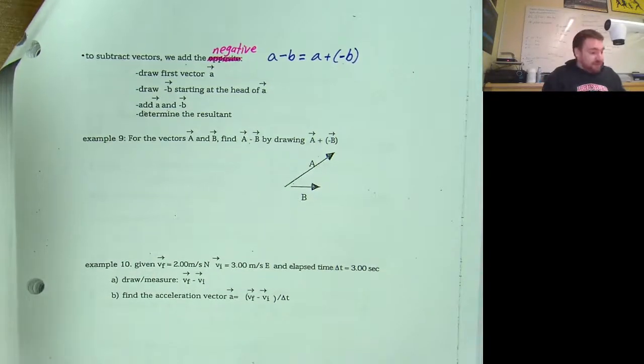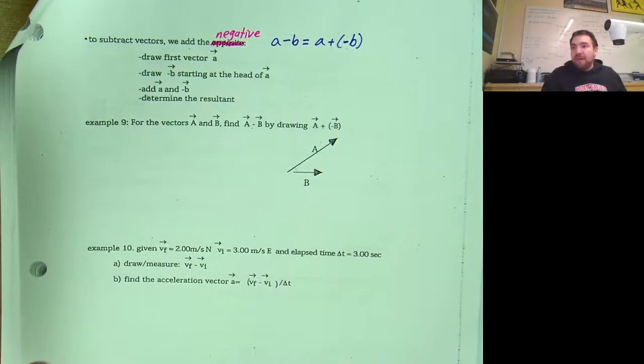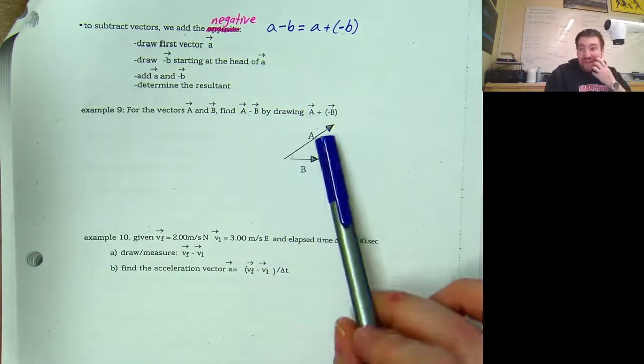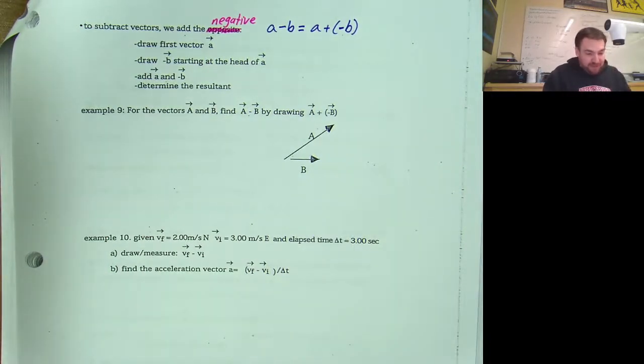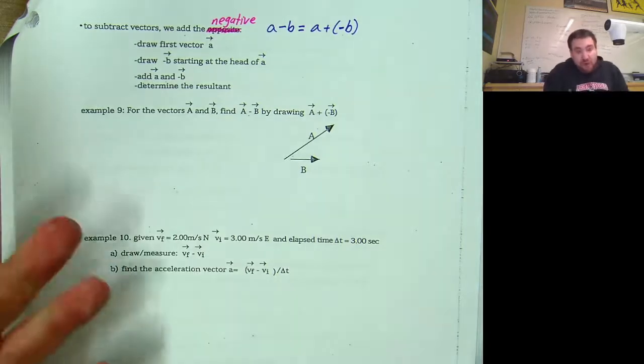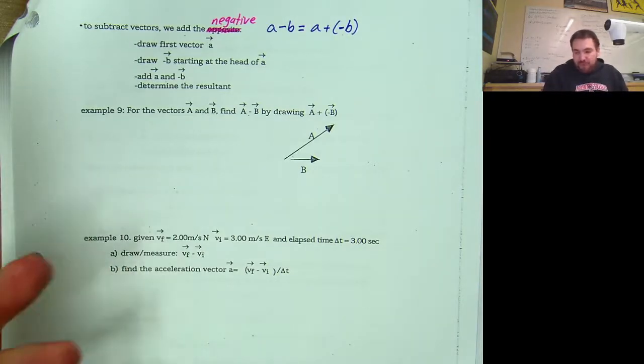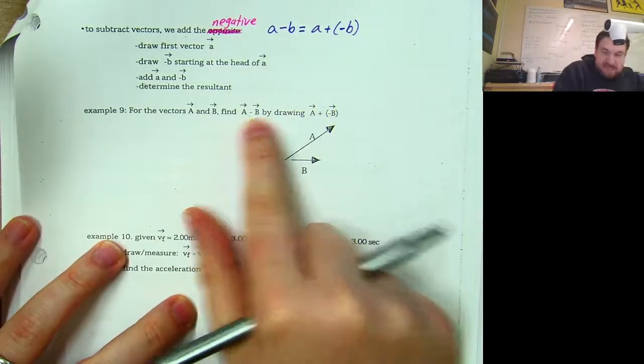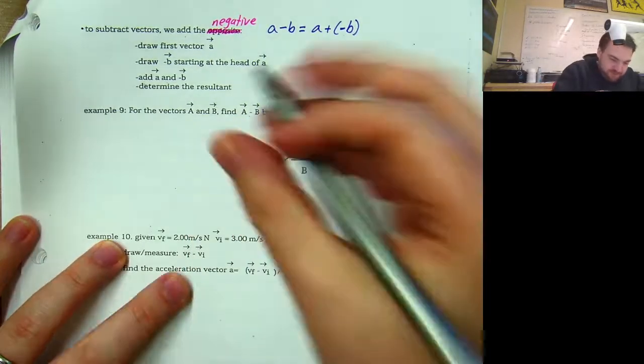So let's just do a couple examples here. Relatively, just 2 examples really quick. For the vectors a and b, we want to find a minus b. So there's a, there's b. So a minus b is going to look like this. We don't have lengths. All we're doing is drawing the relationship. So I'm going to draw a. A minus b is a plus negative b. So there's my a.